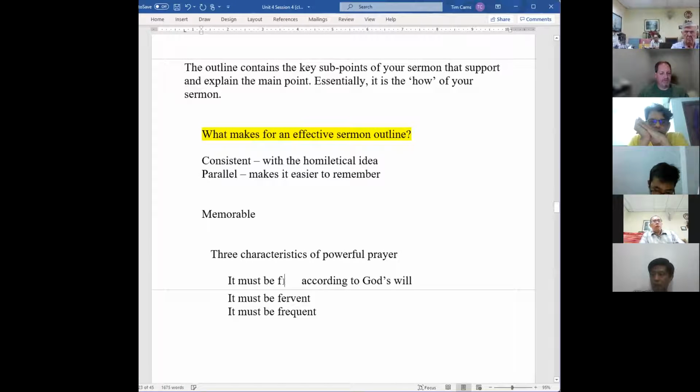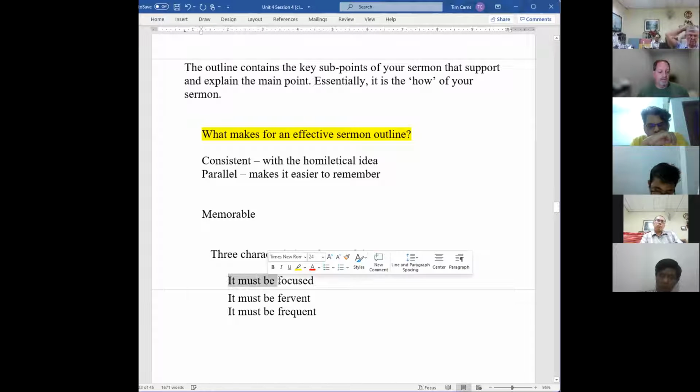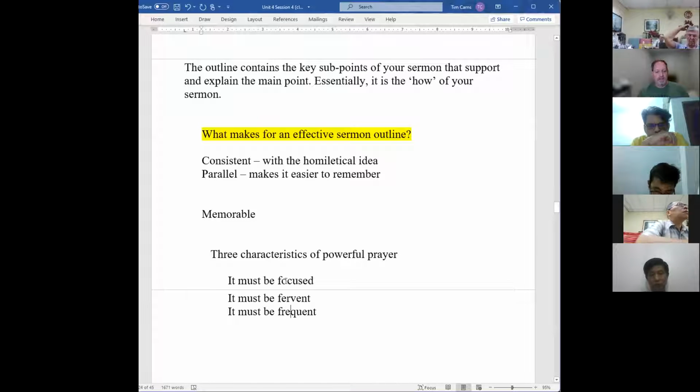I wish I could think of a word that starts with F. I'm just going to do this for now: must be focused, must be fervent, it must be frequent. Again, it needs to be based on the passage, so don't just come up with whatever you want. You need to base it upon what the text is. But my point here is simply that there's only one word that's changed with these points, and they all begin with the letter F. That can help it be easier to remember. Again, as long as these words, frequent, focused, and fervent, are all connected accurately to the passage. But try to make it parallel if you can.